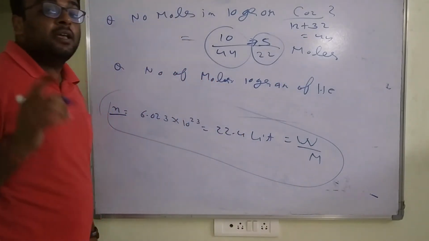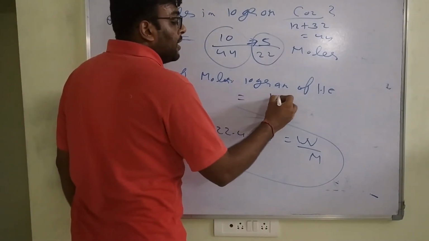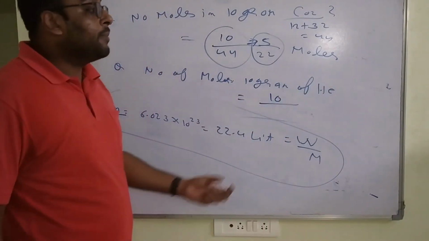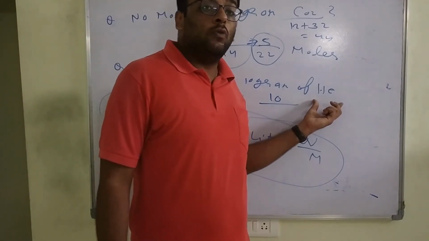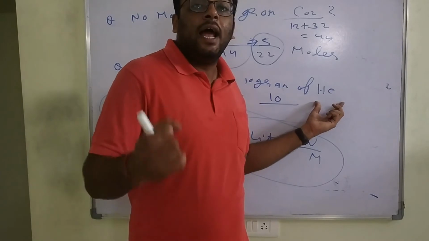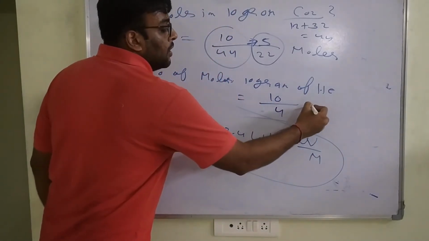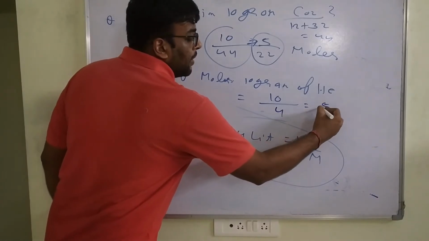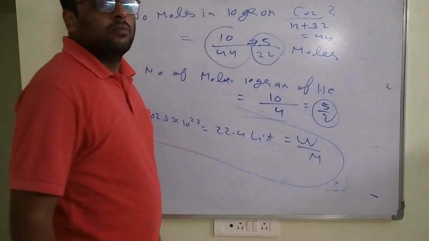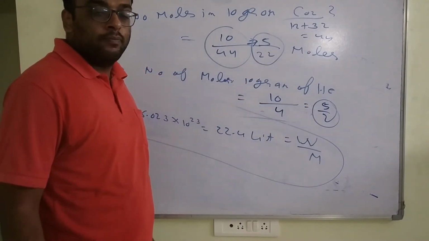What happened? Here we are taking the example of gram atomic mass. Same 10 gram, and helium is monoatomic. It never exists in molecule form. That's why we are not taking molar mass; we consider atomic mass. Helium has an atomic mass of 4. 10 by 4 is 5 by 2, the answer, with respect to atom.